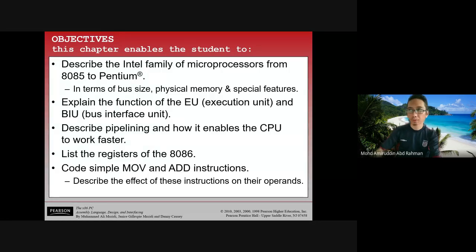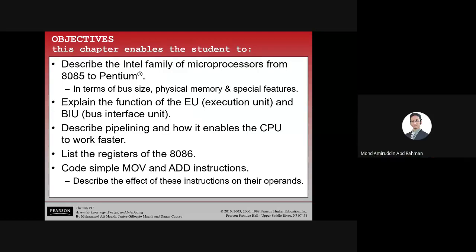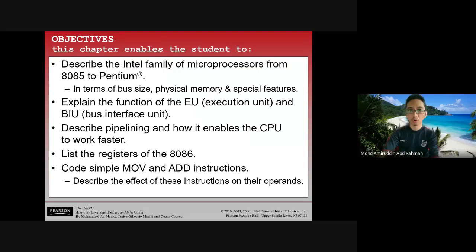All right. So in terms of bus size, you learn about the bus size, physical memory, and the special features. Okay, and then you need to explain the function of the EU, the execution unit, and the BIU, the bus interface unit. And then we're going to also describe the pipelining and how it enables the CPU to work faster. And then list the registers of the 8086.